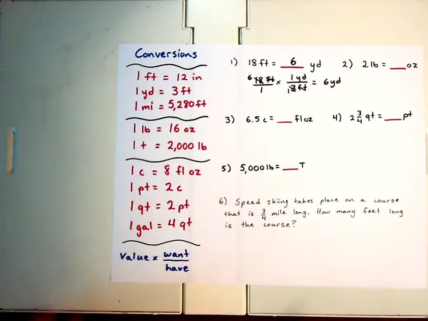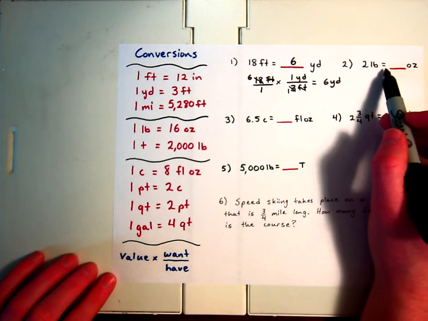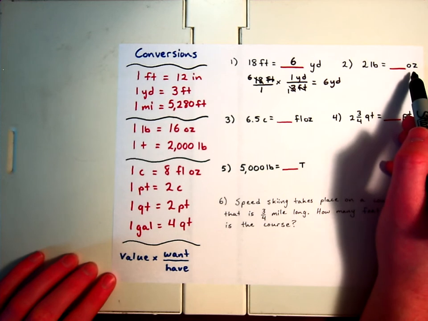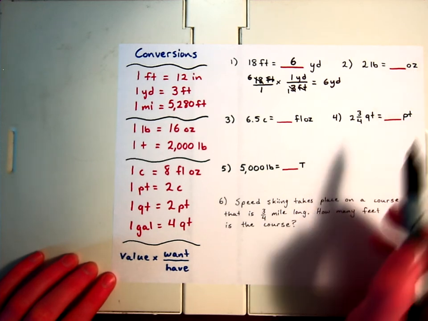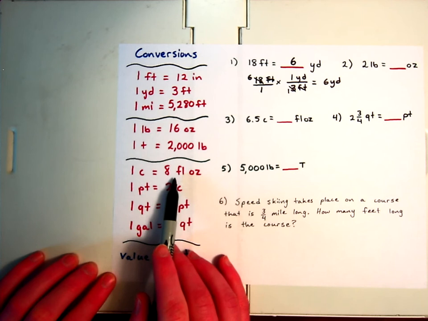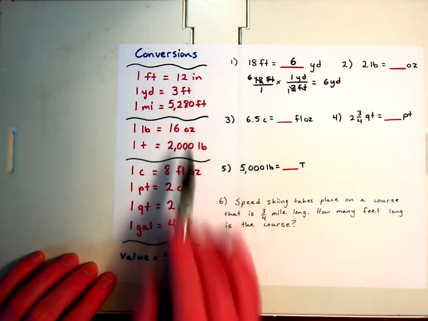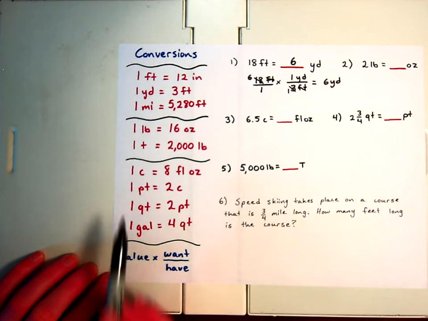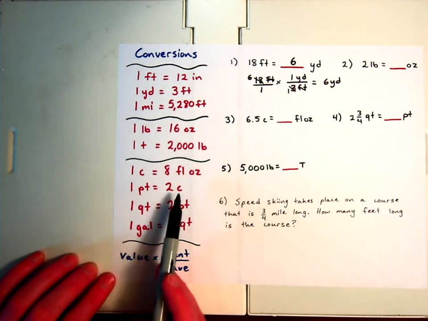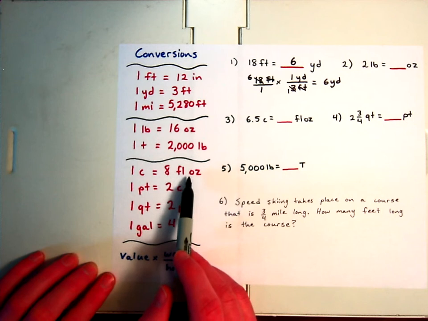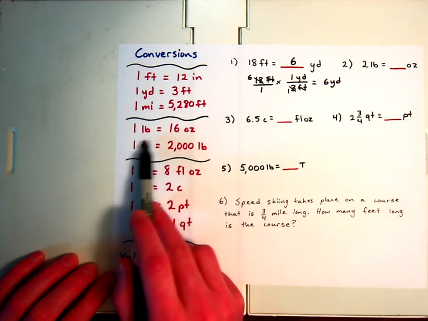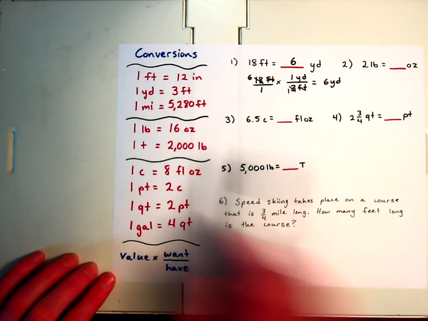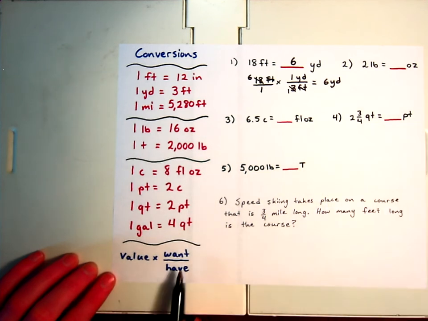For my second problem, I have 2 pounds equals how many ounces? Well, one thing to notice is there are 2 things that are very similar. We have fluid ounces and ounces. So make sure that you're always working with the proper conversions. Now you shouldn't be able to find one that says this many pounds equals this many fluid ounces, but remember that those 2 things are different. So 2 pounds equals how many ounces? Well, 1 pound equals 16 ounces. So let's use this value times 1 over half.